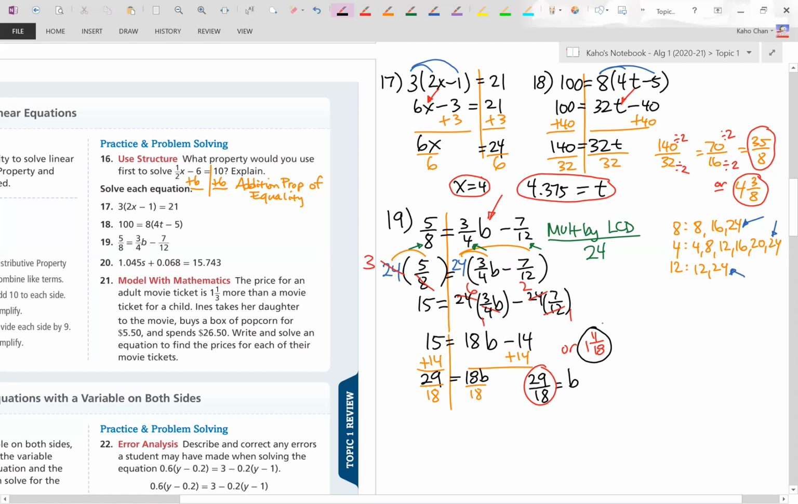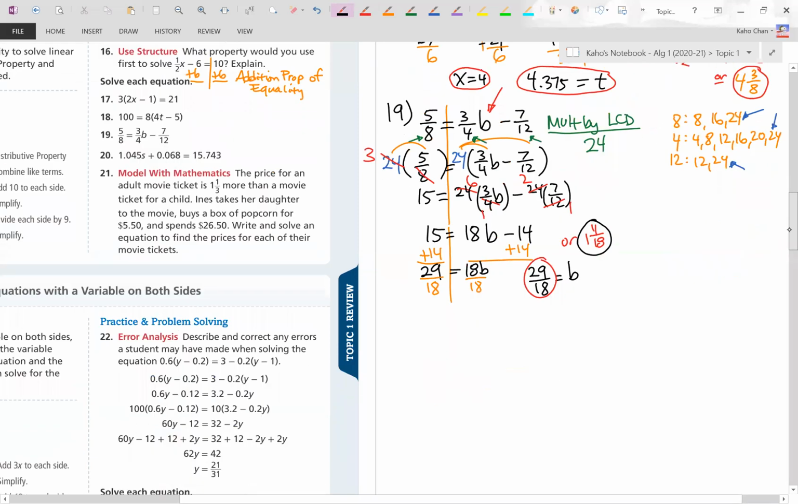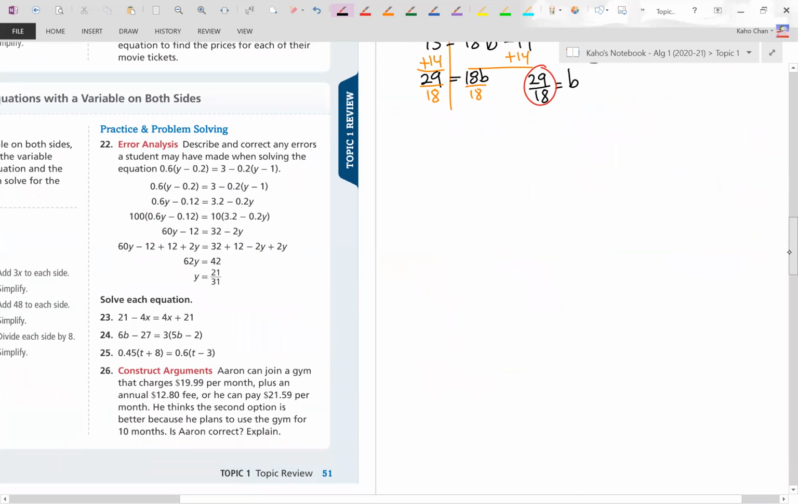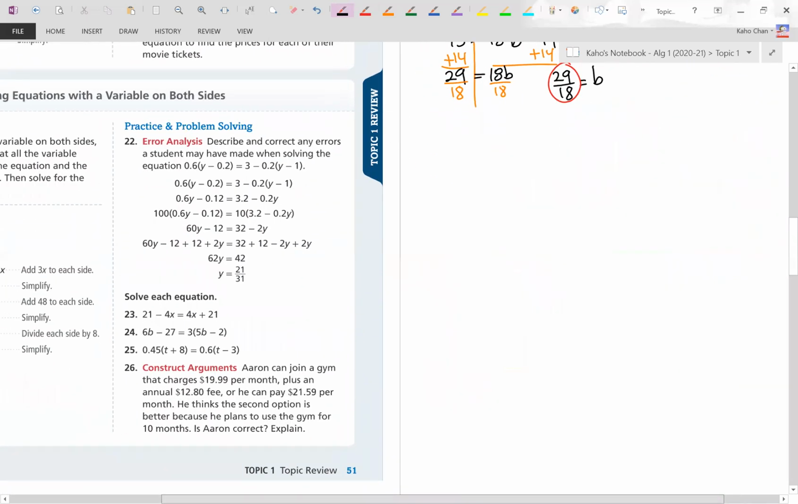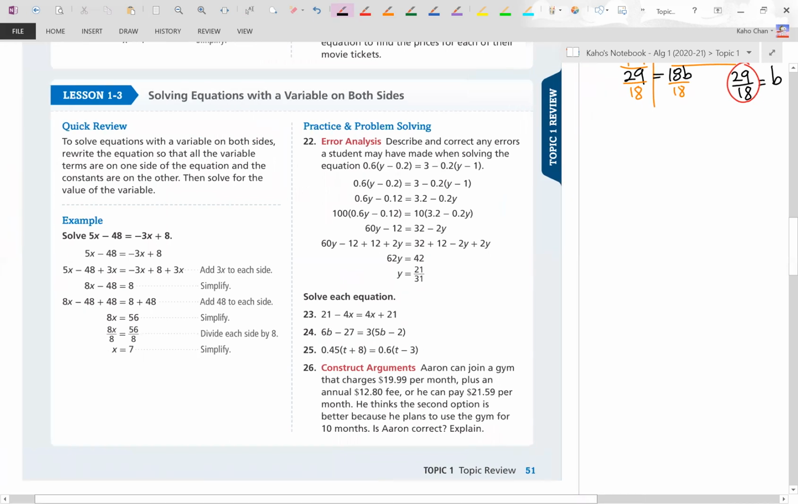The next problem, number 20, is a decimal. I think that one requires a scientific calculator. And number 21, I think I'm going to skip. That takes care of section 1-2. Let's move on to section 1-3 next. Here we go. Move on down here. Here we go. Quick review.